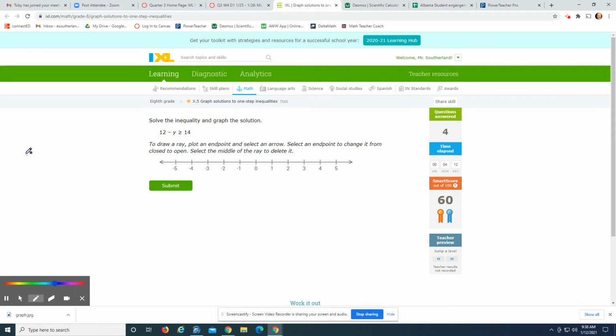So this problem says 12 minus y is greater than or equal to 14. First thing I'm going to do is I'm going to subtract 12 because that's a positive 12.